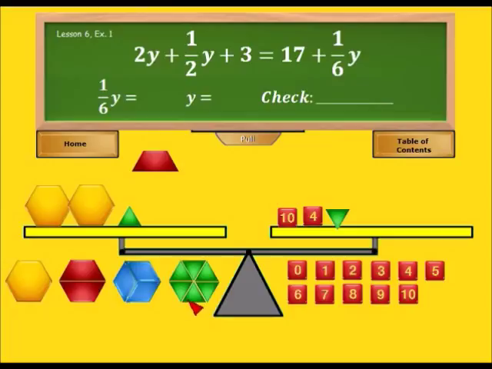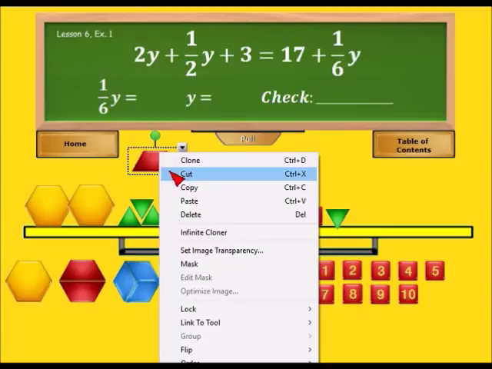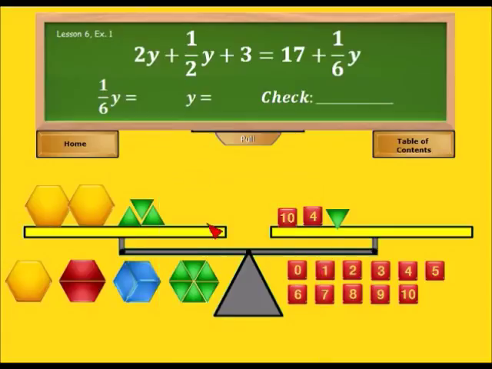Okay, 1, 2, 3 green blocks. Okay, fine. So at this point then, we are ready to proceed. We can now remove a green block from each side of the equation. That's a legal move. I'm removing the same value from each side. And now I can remove those.